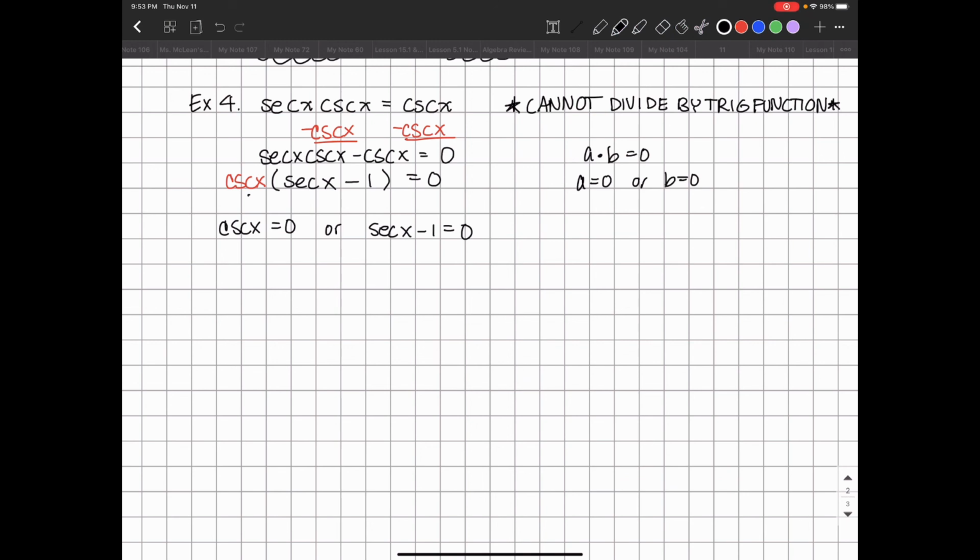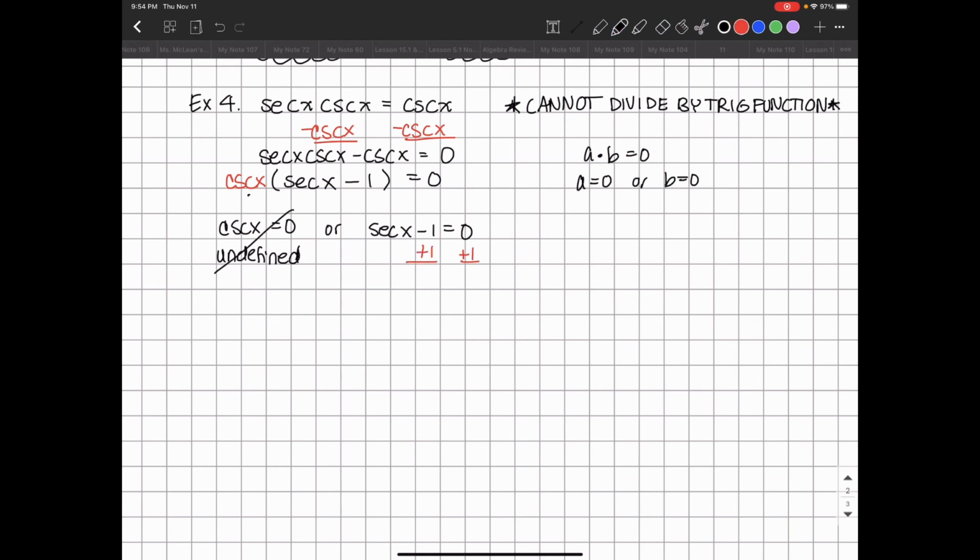Cosecant of x cannot be equal to 0. This is undefined. There is no angle where you get cosecant of x is equal to 0. If you think about the unit circle, cosecant is h over, so it's hypotenuse over opposite. And the hypotenuse is 1. So you can't make that equal to 0, no matter what the denominator is. And so that's undefined. So I'm focusing in on the second equation. So I'm just going to ignore this one. I'm going to focus in on the second one.